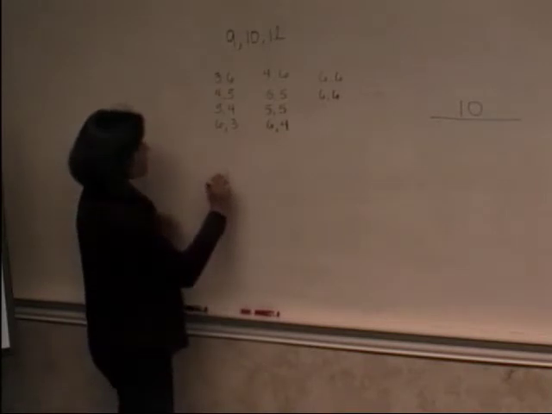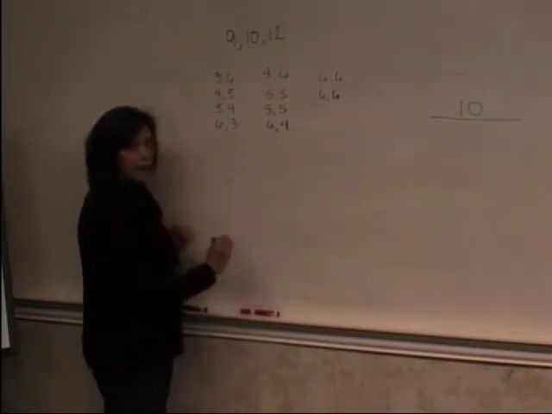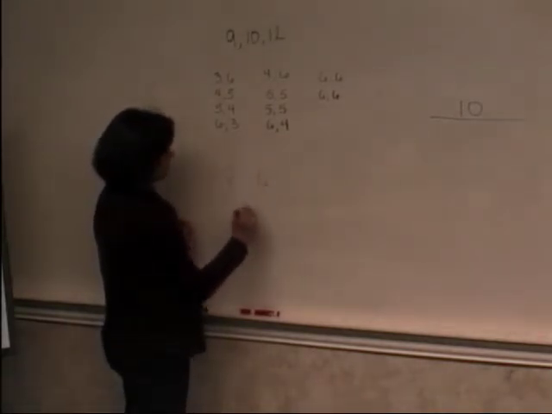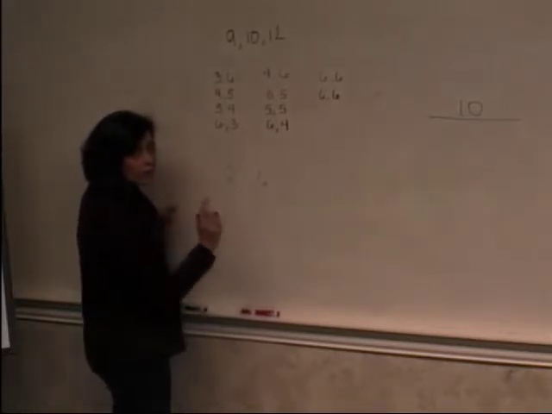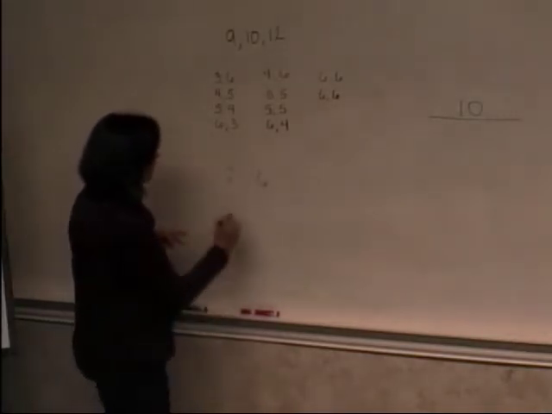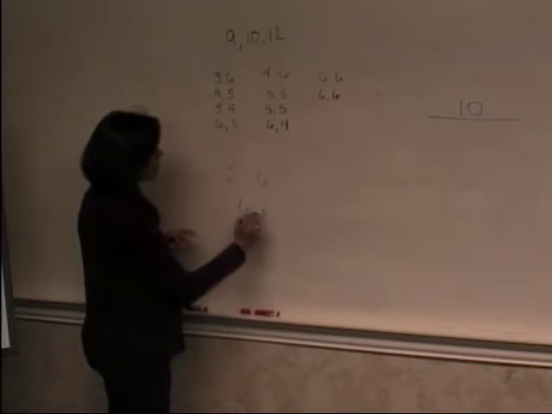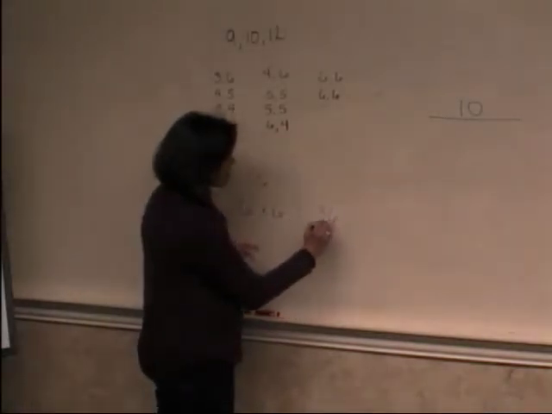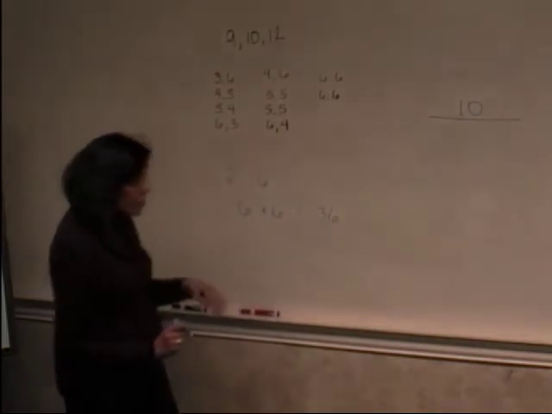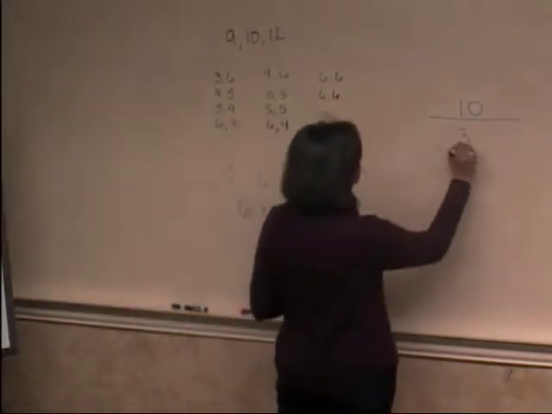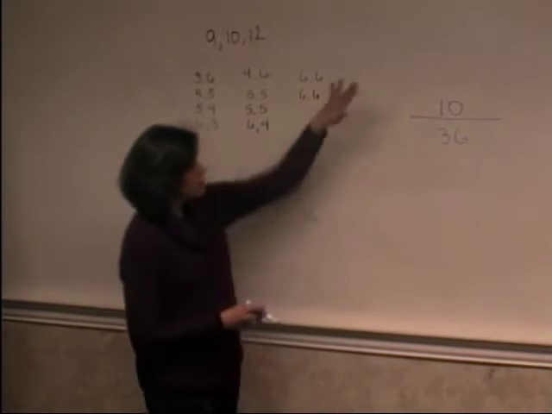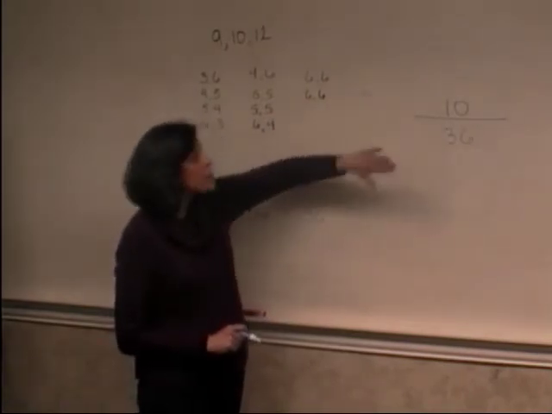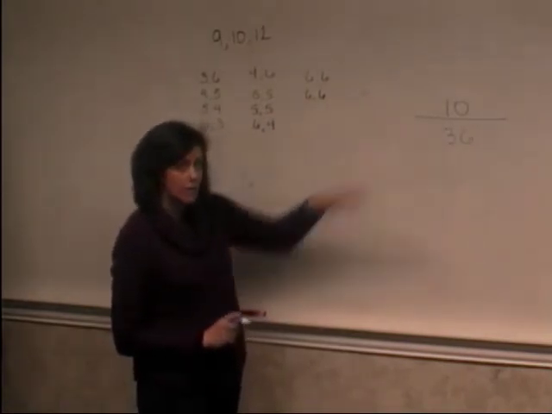Well, I have 2 dice, and they each have 6 sides. If you recall from last week, what we learned was we need to multiply 6 times 6, which of course equals 36. So I have 36 possible outcomes: 10 desirable outcomes, 36 possible outcomes.